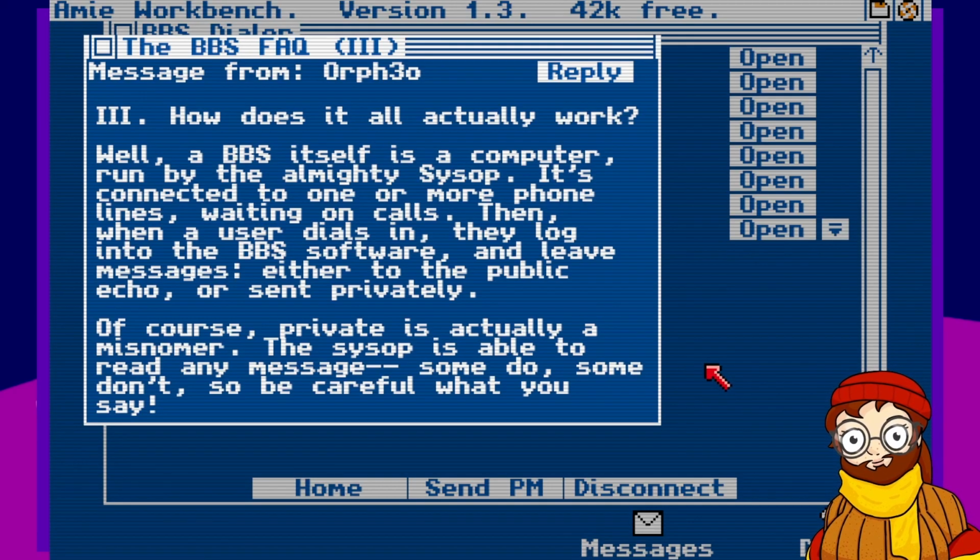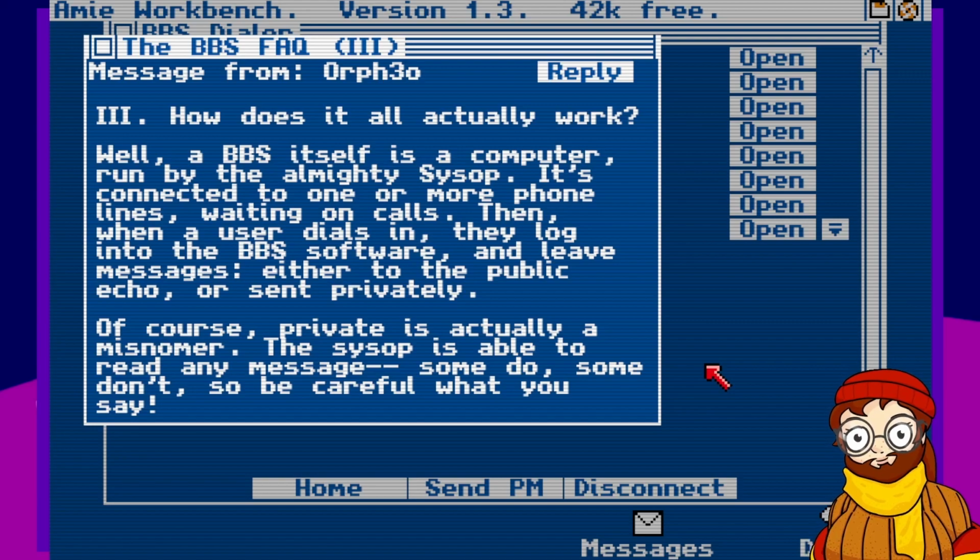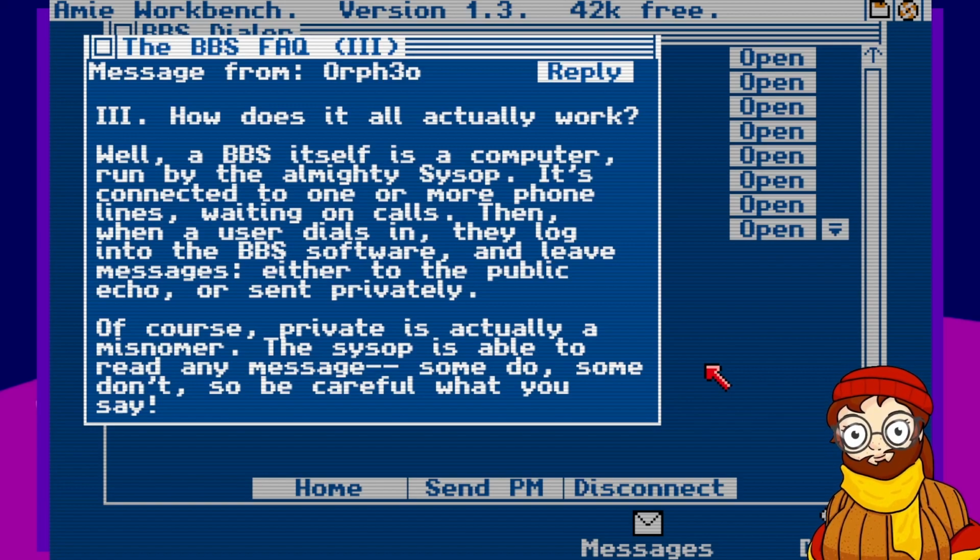Okay. Message from Orfeo. The BBS FAQ 3. How does it all actually work? Well, BBS itself is a computer run by the almighty sysop. It's connected to one or more phone lines waiting on calls.